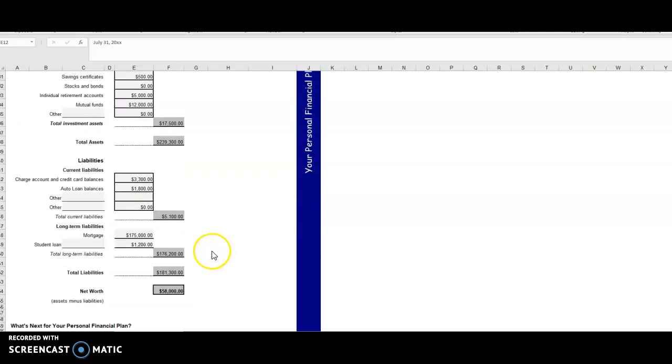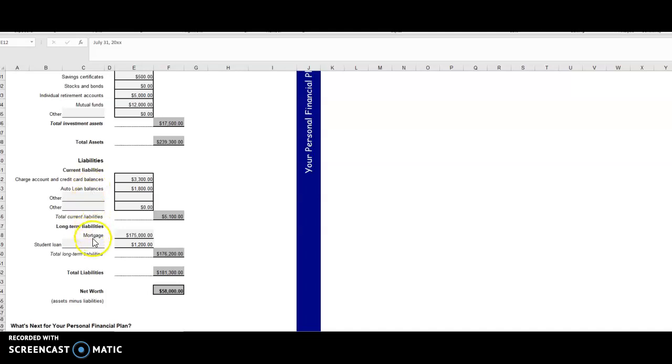Let's look at liabilities. What do we owe? We have a charge account and credit card balances, maybe $3,300. We have an auto loan balance of $1,800. We owe $1,800 on our car. So our current liabilities are $5,100. Long-term liabilities. The difference between current and long-term is usually identified as something that has a time frame of more than 12 months. A current liability is something that has a time frame of less than 12 months.